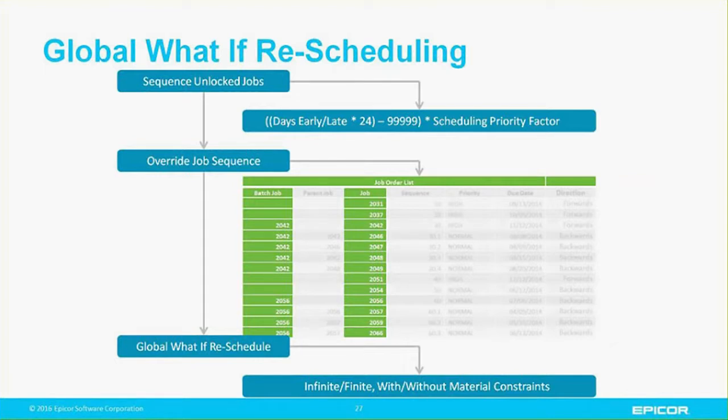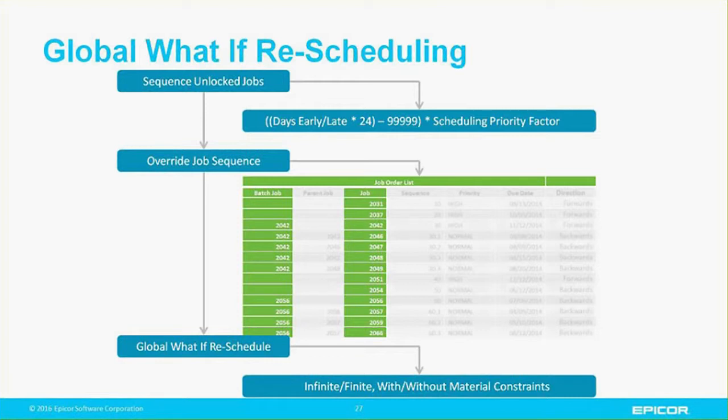Global what-if rescheduling allows all unlocked jobs within a site to be rescheduled in a sequence determined by their currently scheduled degree of lateness and a multiplier factor associated with their job priority. The process first calculates the rescheduling sequence and then allows the master scheduler to make adjustments to this sequence if required before rescheduling each job in what-if mode around the currently locked jobs.